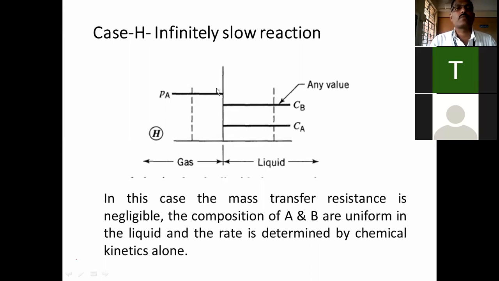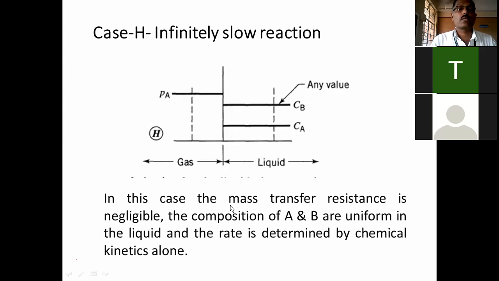Similarly, A in the gas film is also constant, because the infinitely slow reaction requires more time for the reaction. So a uniform composition of A and B is formed in the gas film, in the liquid film, and in the bulk of the liquid. There is no mass transfer resistance. Only reaction occurs in the bulk of the liquid, so the overall rate depends only on the reaction rate, not on the mass transfer.